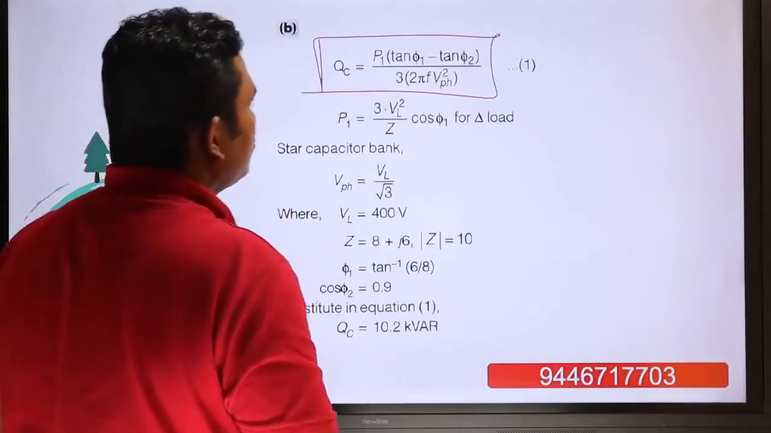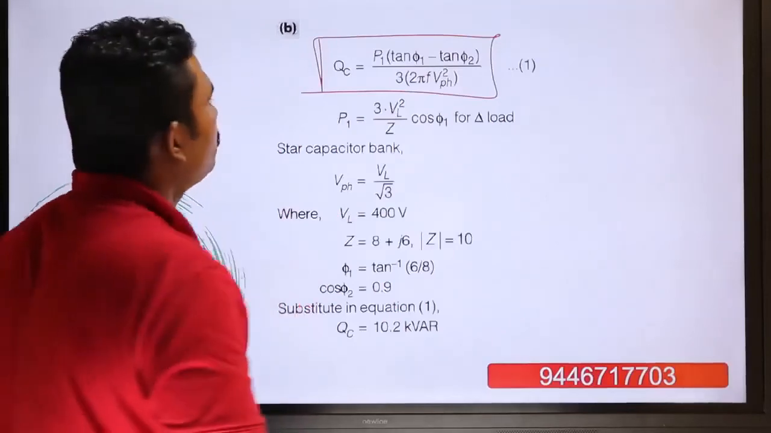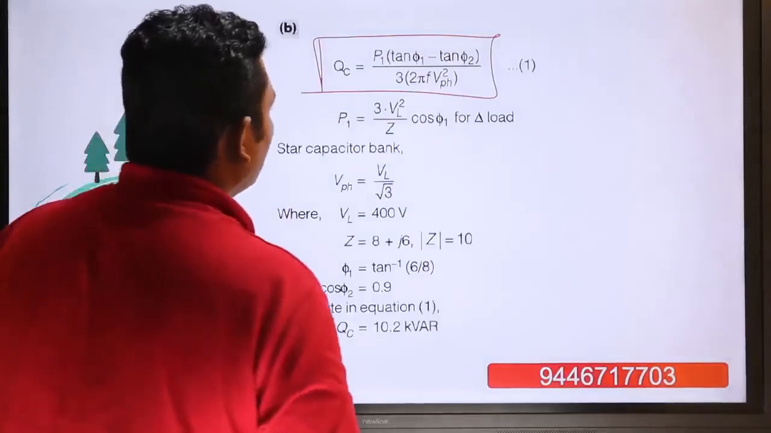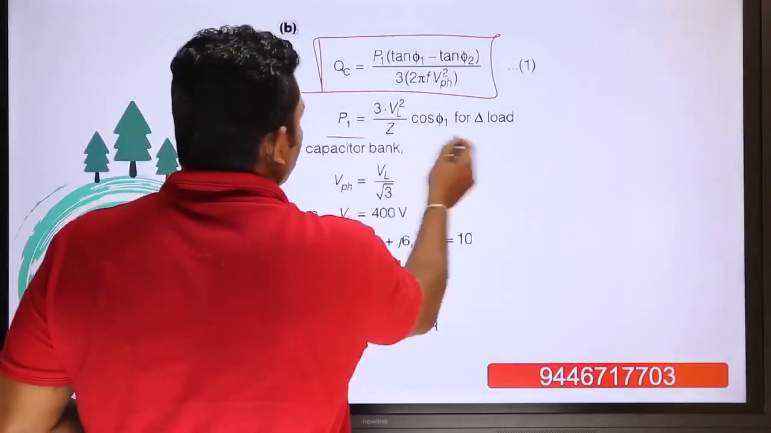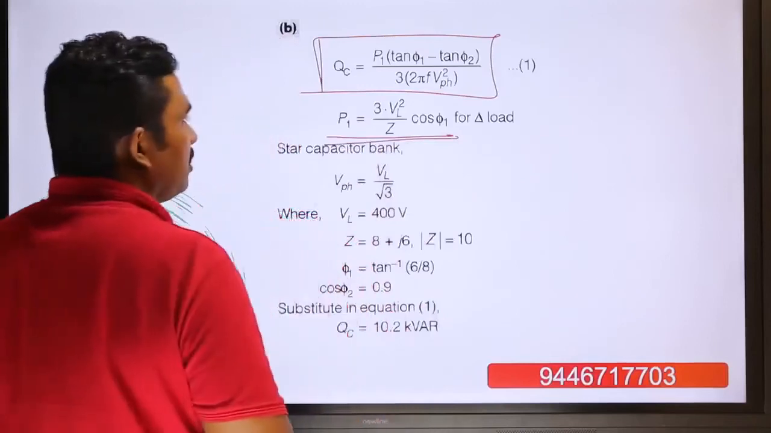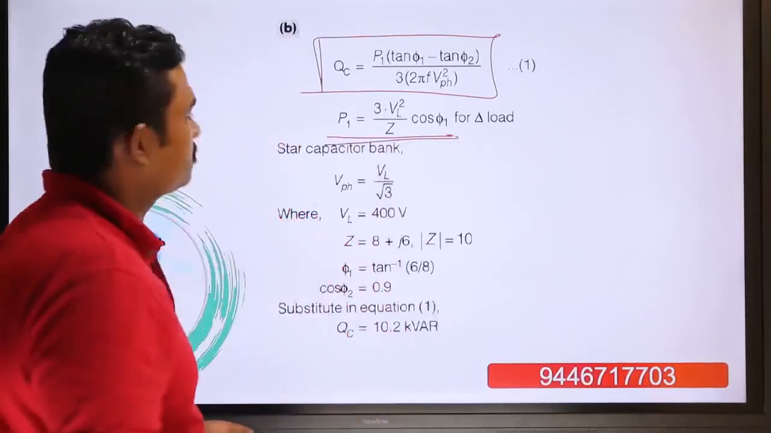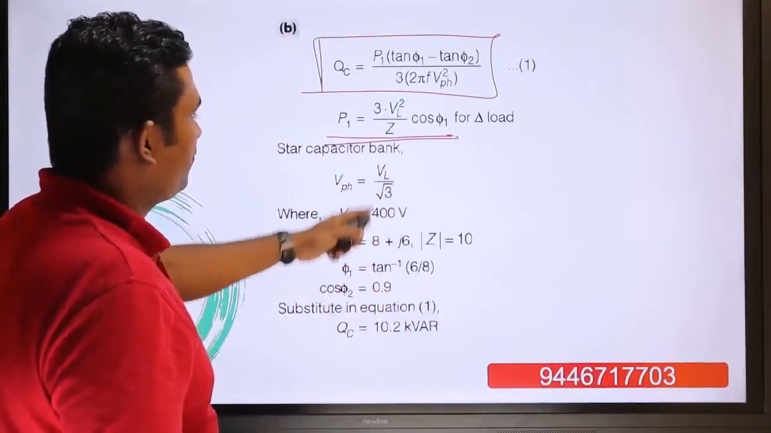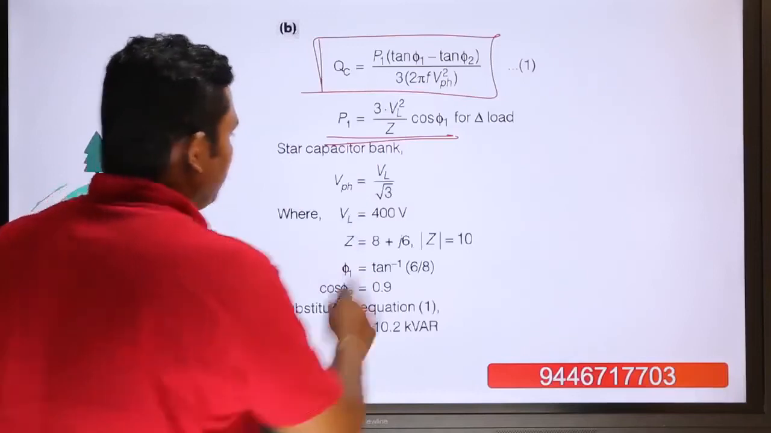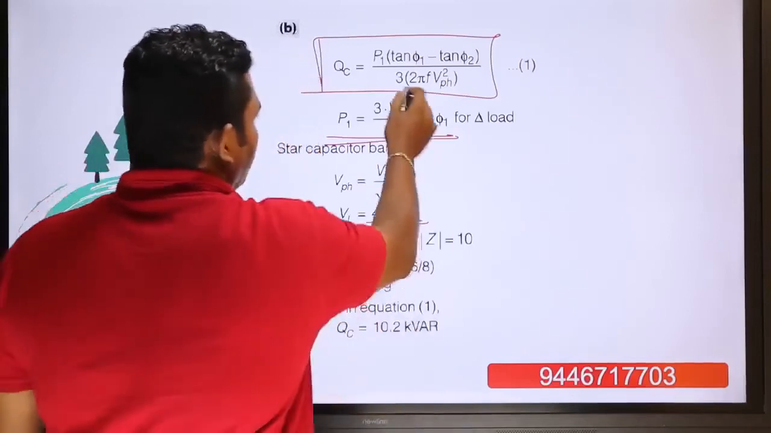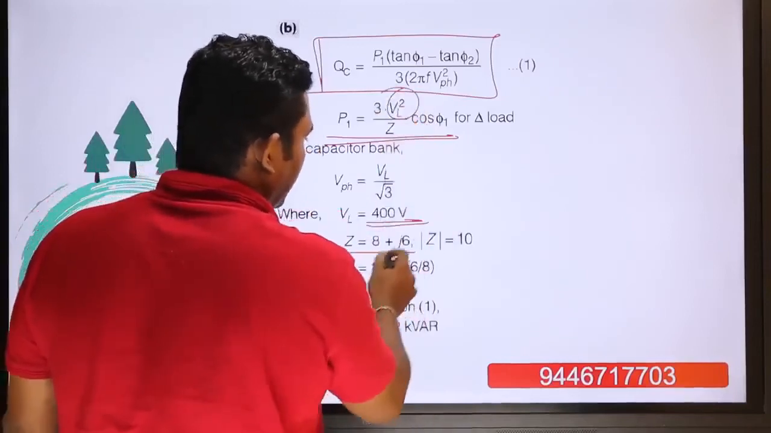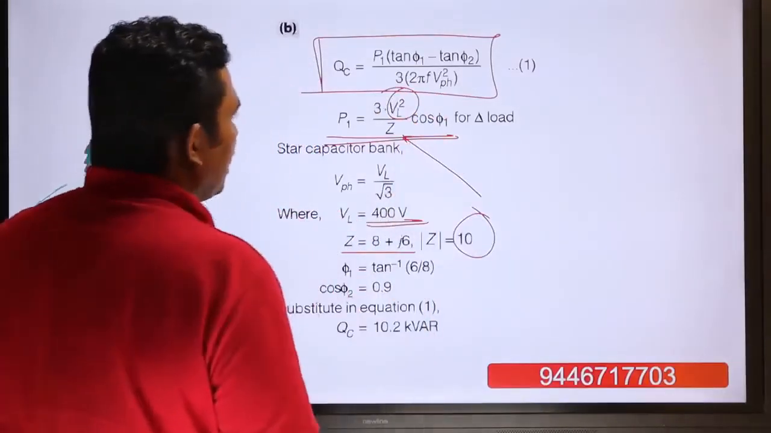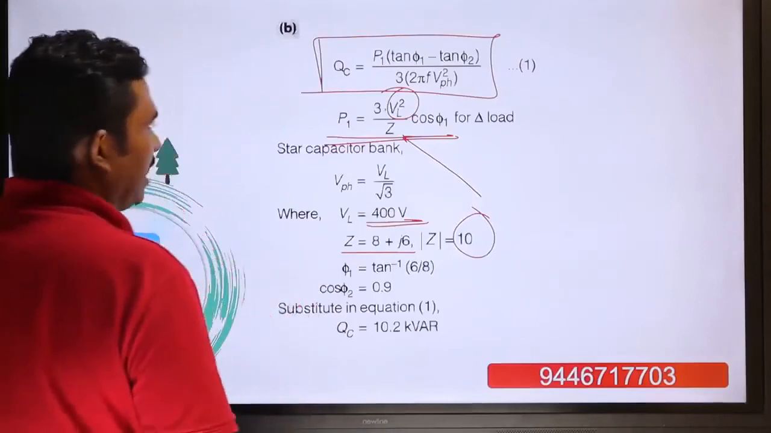It is P1 into tan phi1 minus tan phi2 divided by 3 times 2 pi f V phase square. And we are going to find out the value of P1 because P1 is equal to 3 VL square divided by Z into cos phi1. And V phase is equal to VL divided by root 3. So VL we will be obtaining as 400. So we have obtained VL as 400 and Z is equal to 8 plus j6. So mod Z is equal to 10. That can be substituted.